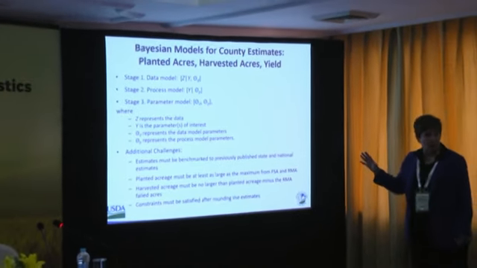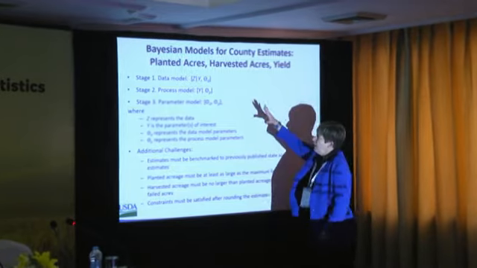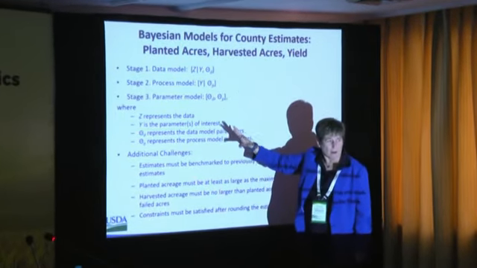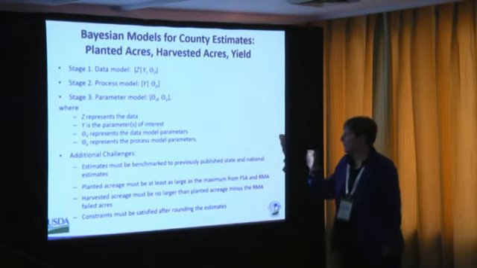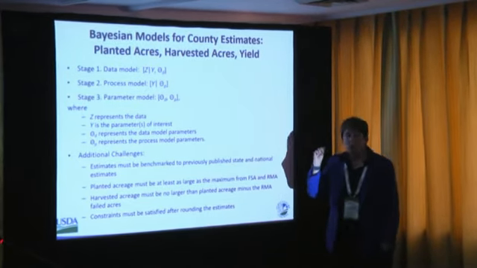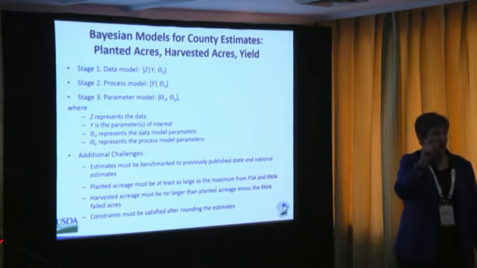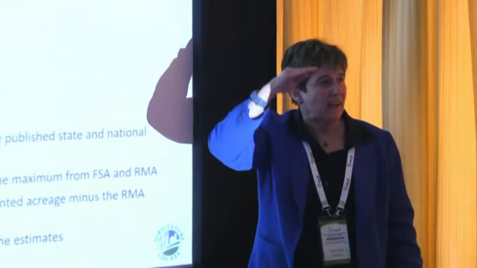So we do these Bayesian models for county estimates, and this is a standard hierarchical Bayesian model. What's interesting about it and what has made it challenging to implement is that we have these restrictions. We have to benchmark our county estimates so that the county estimates total to the agricultural district, which are collections of counties within states, and those have to total to the state, and the state has to total to the nation. And the state and national numbers are published prior to our getting the county estimate data. So we calibrate, or we benchmark, to the state and national numbers.